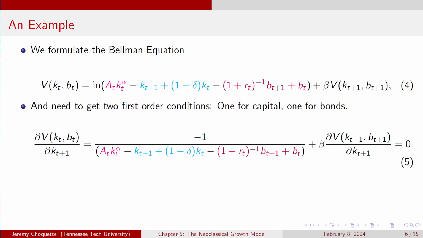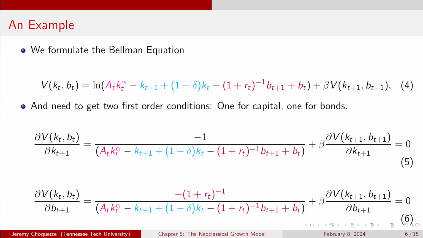Okay, so I'm doing it with respect to capital first. So it's the partial of V of KT and BT with respect to KT plus 1 equals negative 1 over that constraint, which is also CT. So it's negative 1 over CT, really, plus beta times the partial of V of KT plus 1 and BT plus 1 with respect to KT plus 1. And we set that equal to 0.